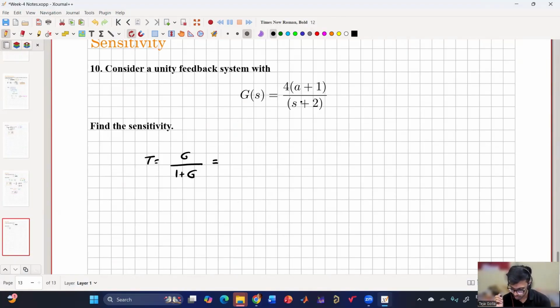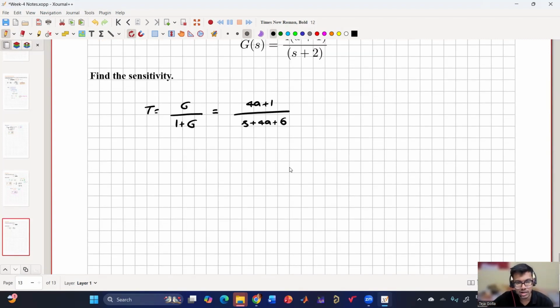Now if I calculate, maybe you can calculate, I'll give you some time, and tell me what is T. The answer is (4a plus 1) upon (s plus 4a plus 6). Yes, very good. So this is T.